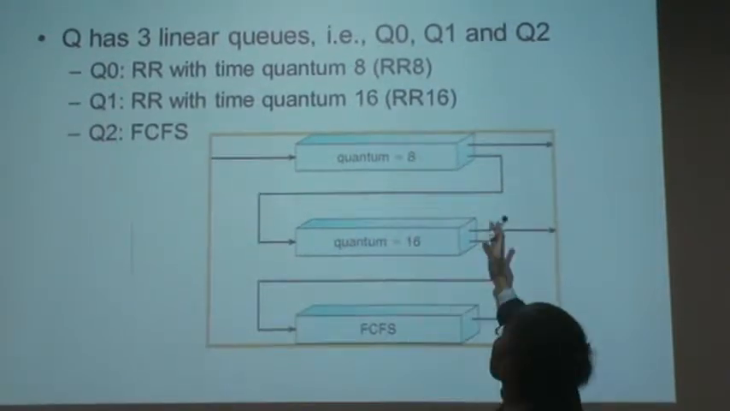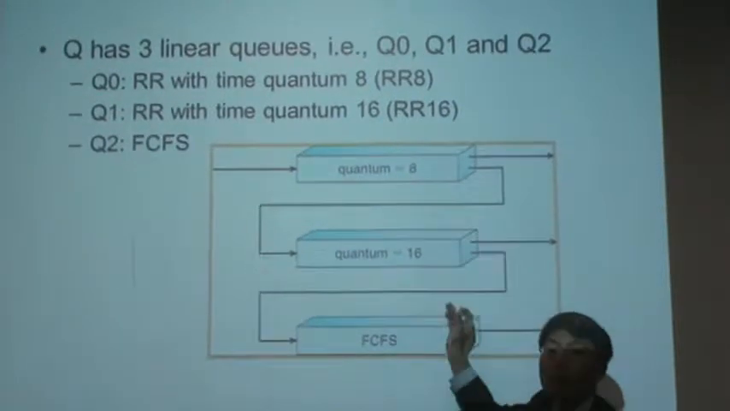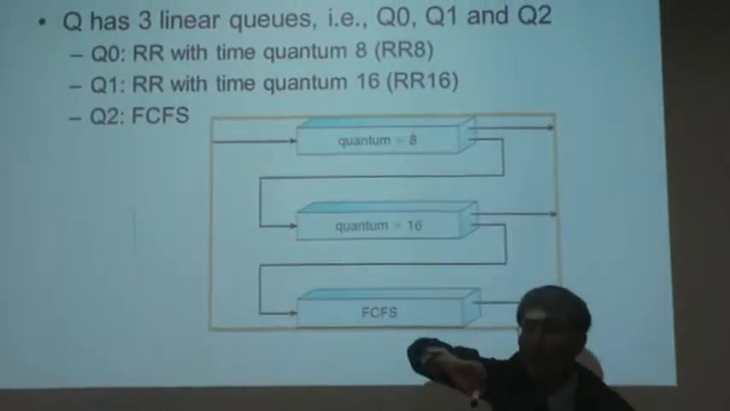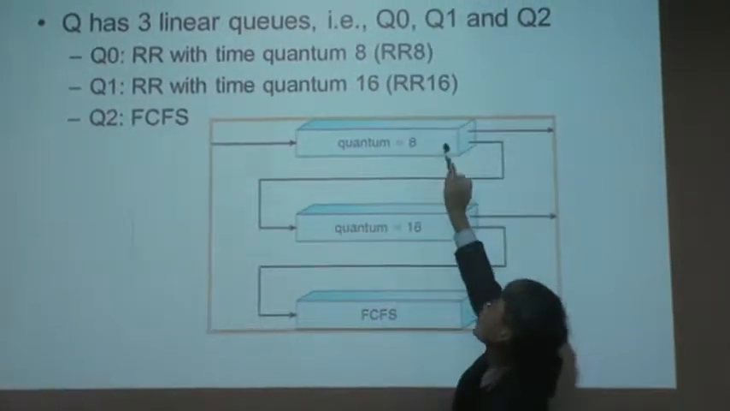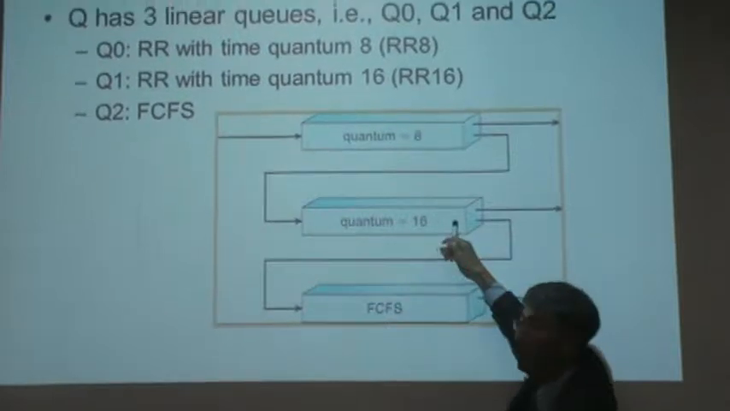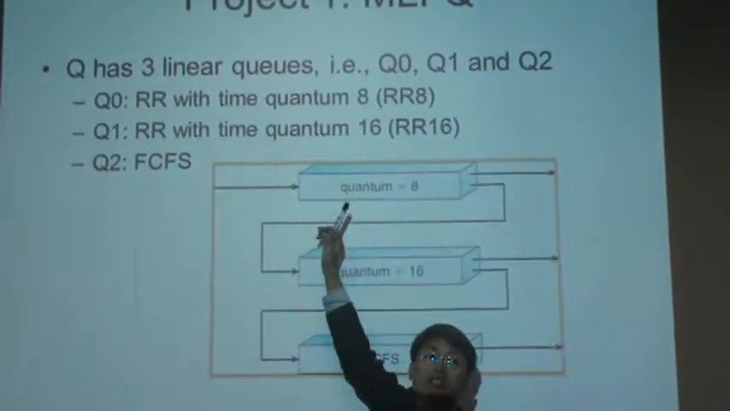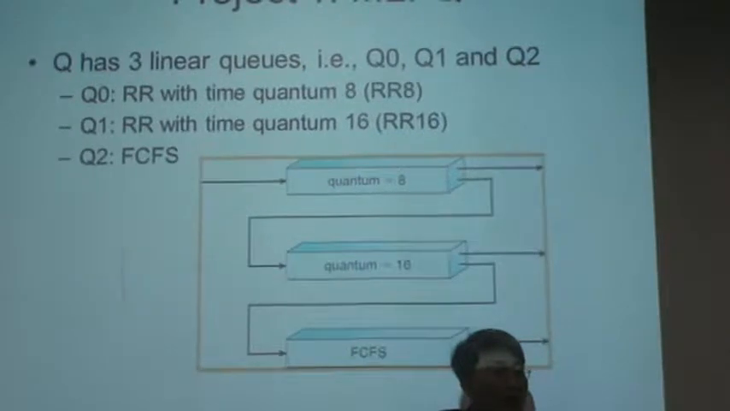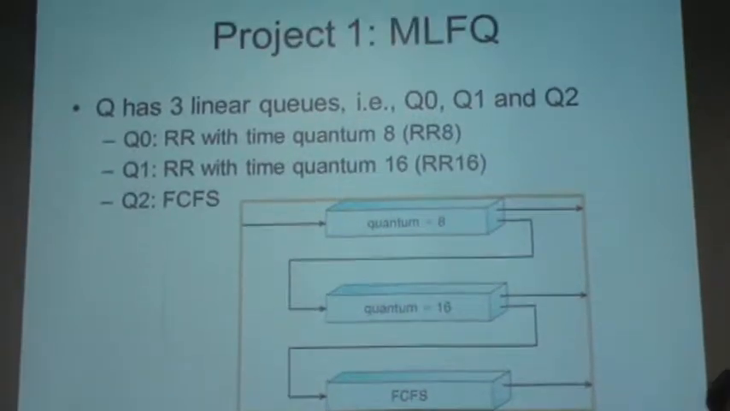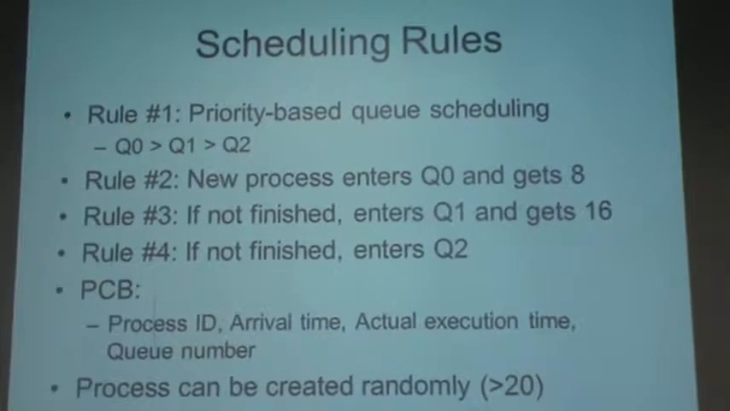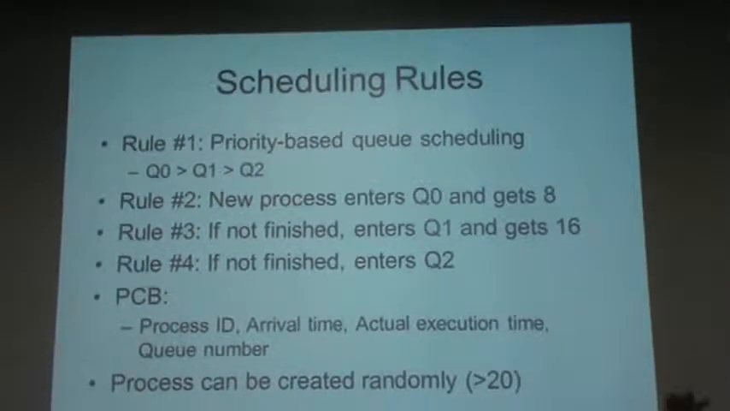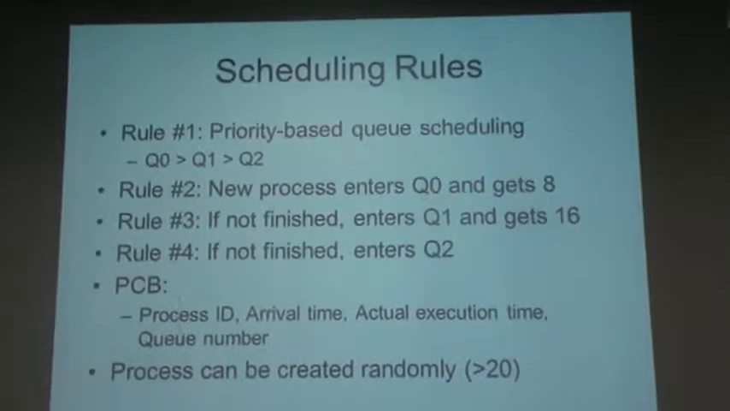So you are going to implement such a priority-based multi-level feedback queue, which means if there is any process in the first level, the CPU will be used for this one. Once completed, the next one. Why? If there is an incoming process in this one, this one should be processed, okay, because it's a priority. The other rules will follow the same as in the lecture slides. Okay, so it's priority-based queue scheduling. So Q0 is the highest priority, then Q1 followed by Q2.